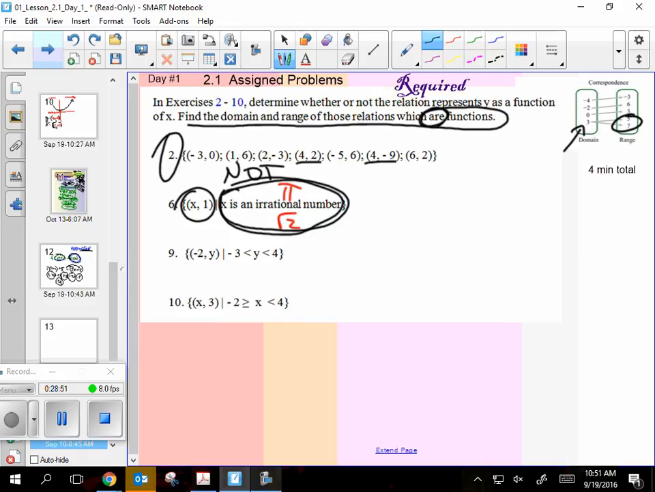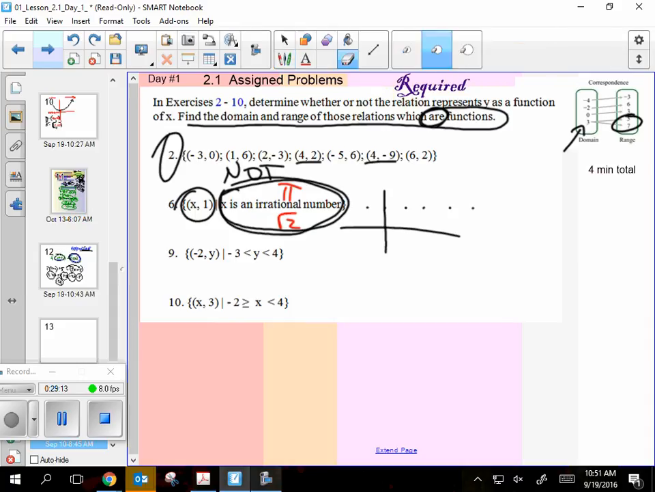Does that break the rule? Here, I'm going to read you the sentence. Does any one input have more than one output? No, didn't break the rule. Another way to do it is graph a few of them. You'll figure out that this is the kind where they're all at the same height. Nothing wrong with that. Pass the vertical line test. So that is a function.